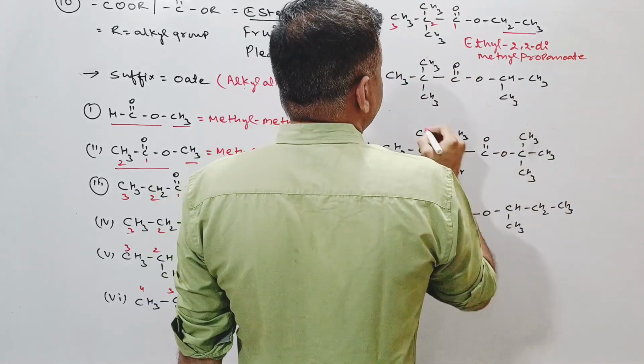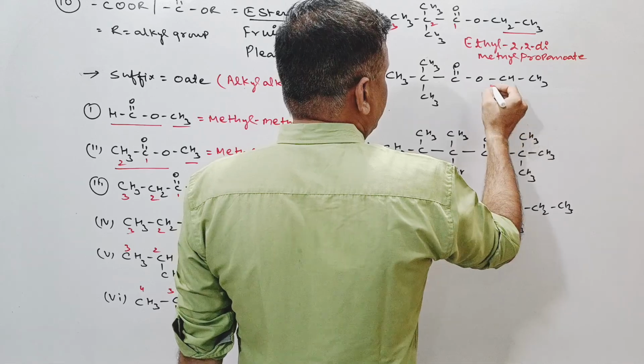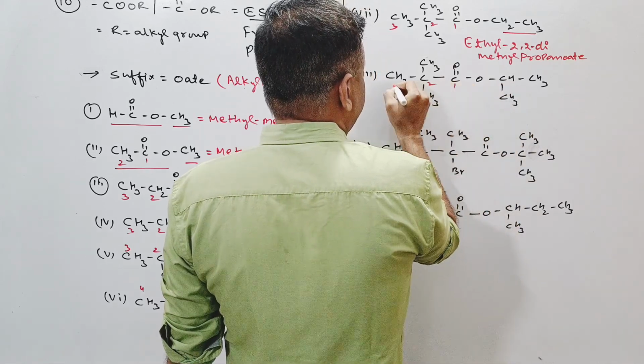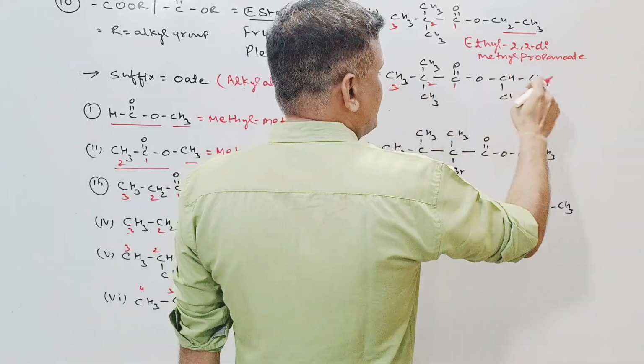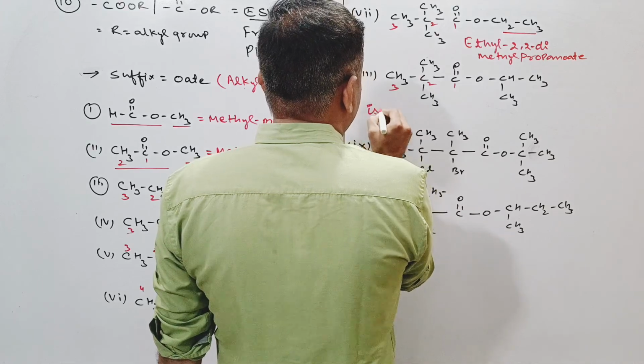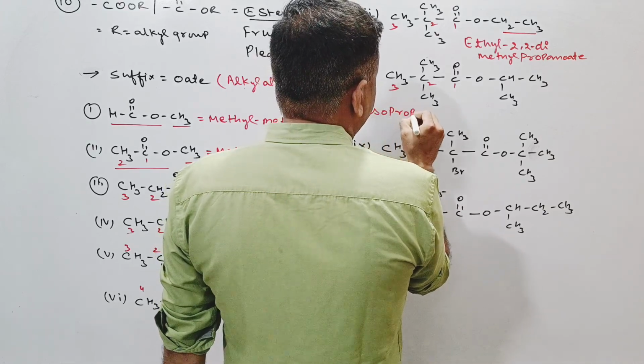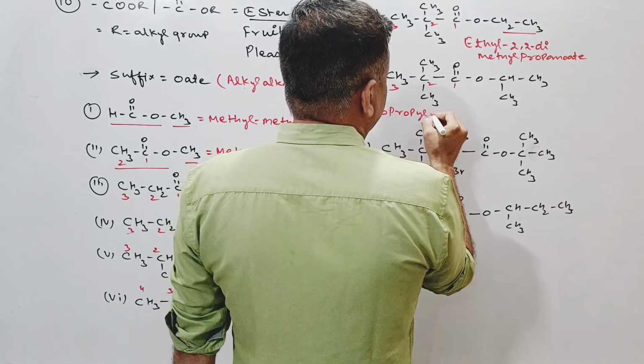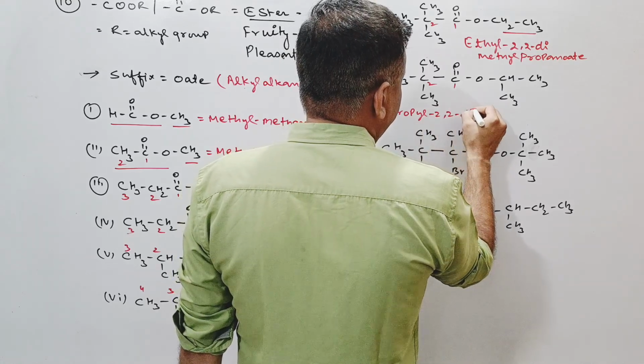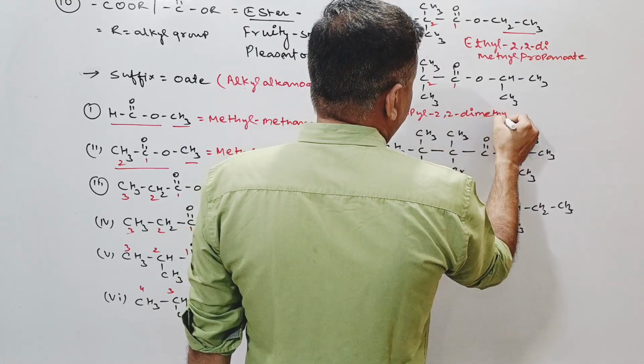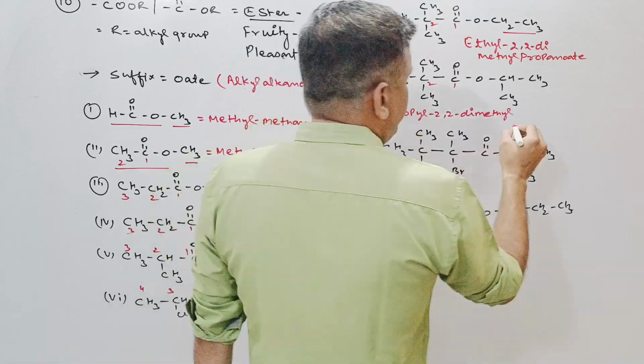Now for this, you can take 2 types of the name. This is the numbering of the chain. This is your isopropyl, so you can call it isopropyl. This is your 2,2-dimethyl. 2,2-dimethyl, just propanoate.